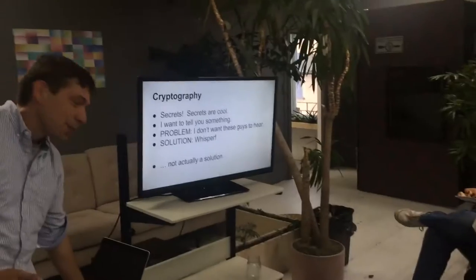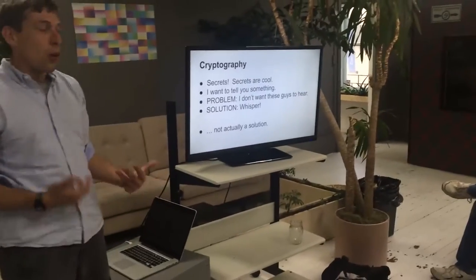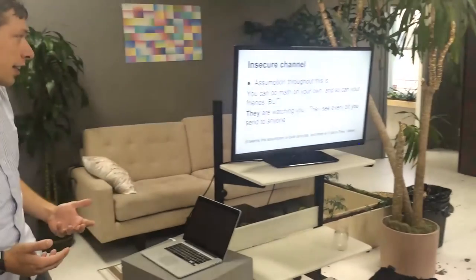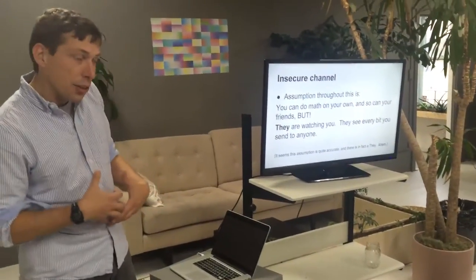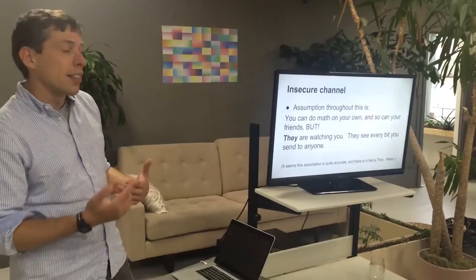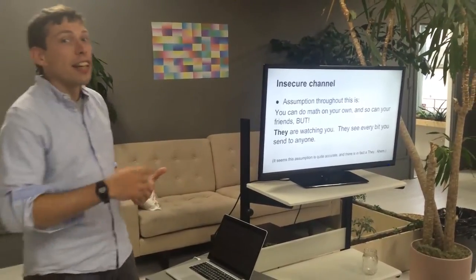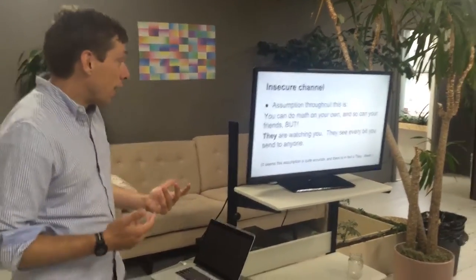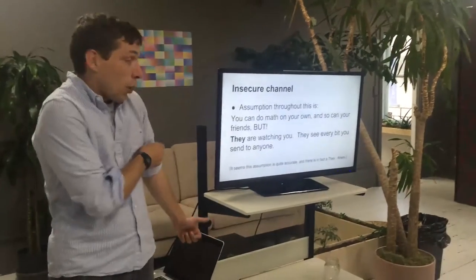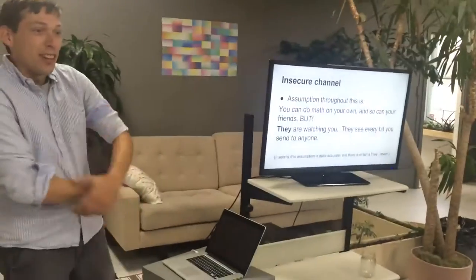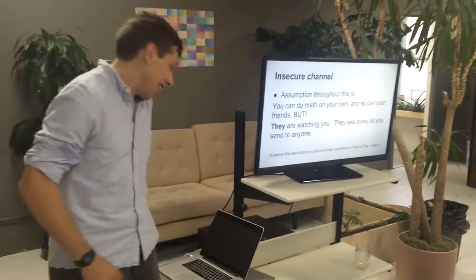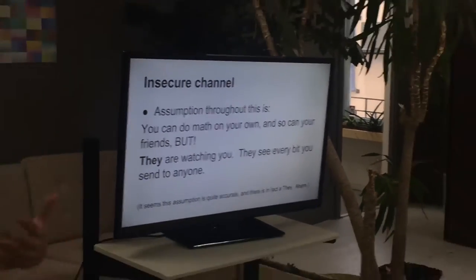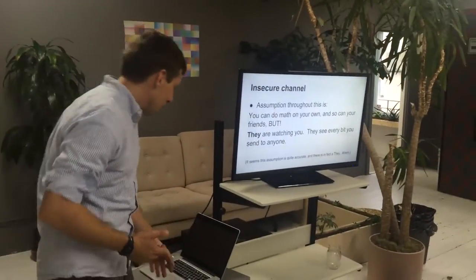So that's not actually a solution, because the whole problem is you want to talk to someone on an insecure channel. The assumption throughout cryptography is that you can do math on your own and keep your own secrets, but everything you communicate on the network, they're watching. They see every bit that comes out and record every single bit and byte you move around the internet. This is actually quite an accurate assumption, it turns out. We now know quite a bit that there is a they. There's definitely a they, and they're watching. So in case you thought you didn't really need this, now you know you do.